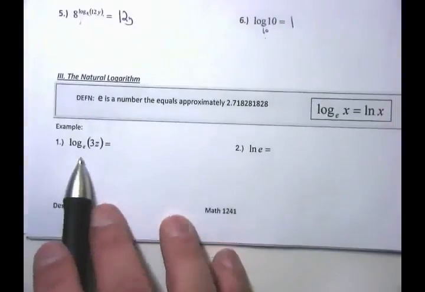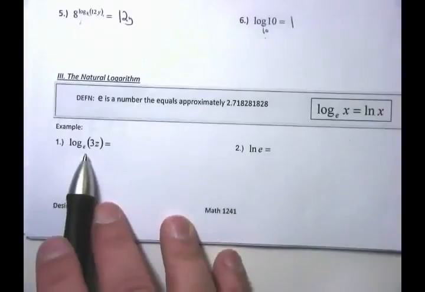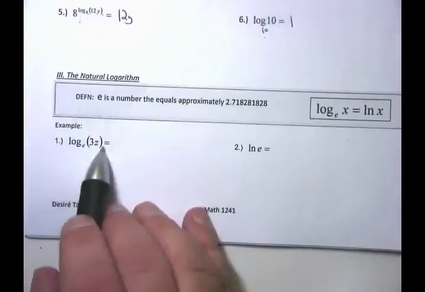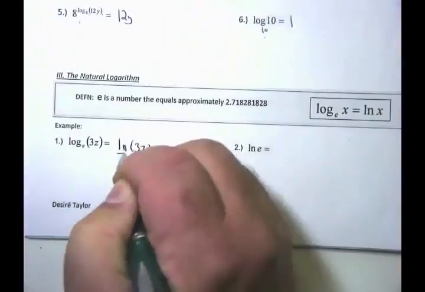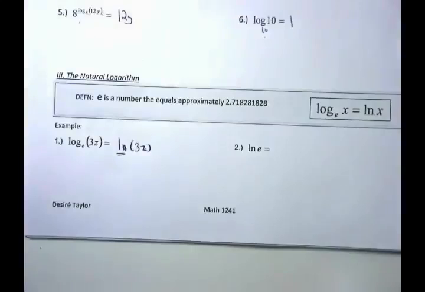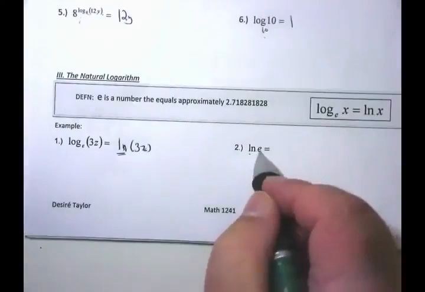Natural log. What they want you to do on this one is you never write log base e. That has a particular functional name, and we're going to use that functional name. What is log base e of 3x equal to? That is the natural log of 3x, and this is the way you're going to view it. Natural log of x, in this case the 3x.